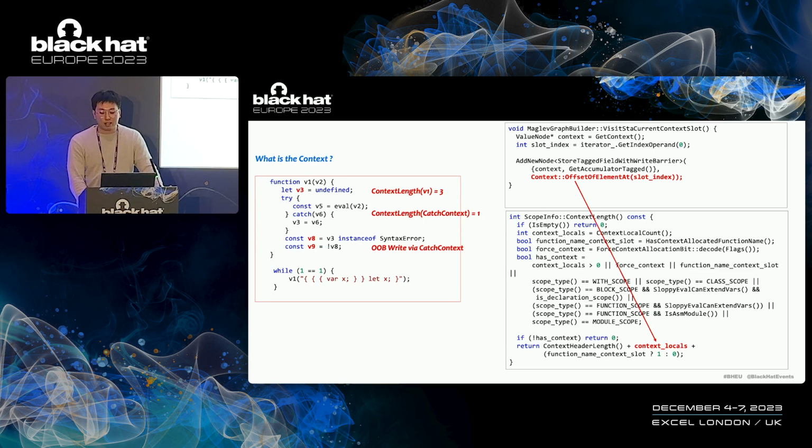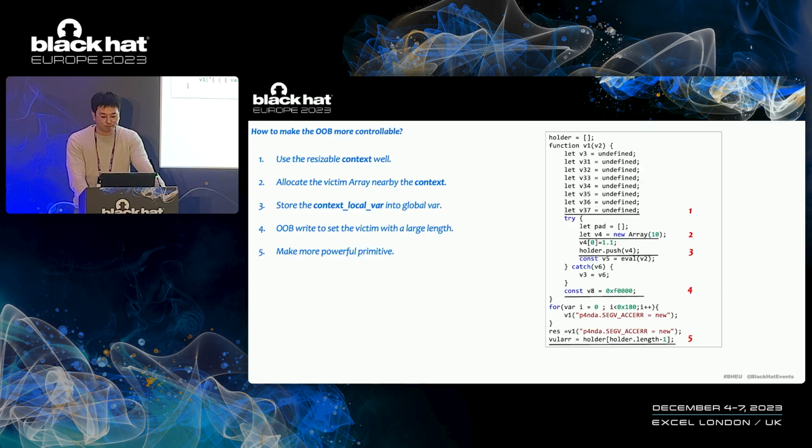Fortunately, context is not a concept introduced by Maglev, but a common concept in JavaScript. It's a variable length object mainly used to store local variables in code blocks. Context A has 3 local variables, v3, v8, v9, while context C has only 1, the result of v3 indexed by the error. Therefore, with the error in context conversion, the offset will be used to write a new value to the shorter context, resulting in this OOB write.